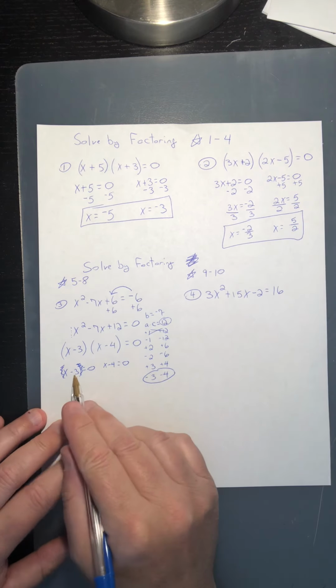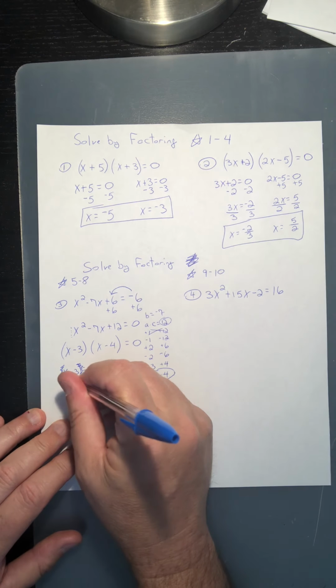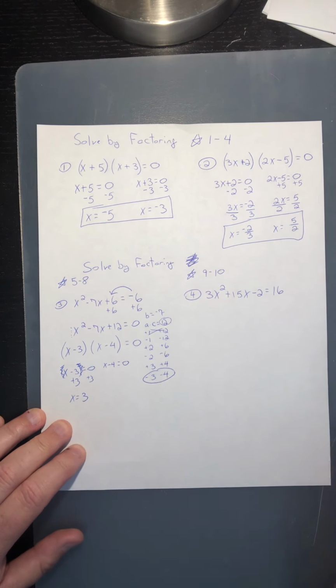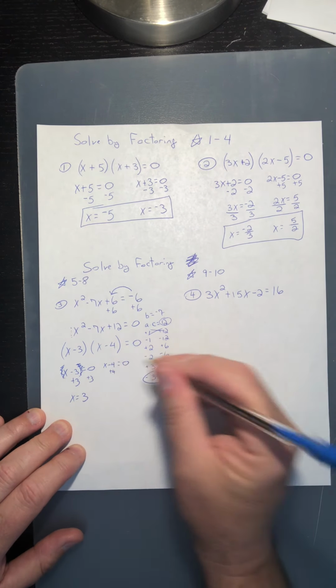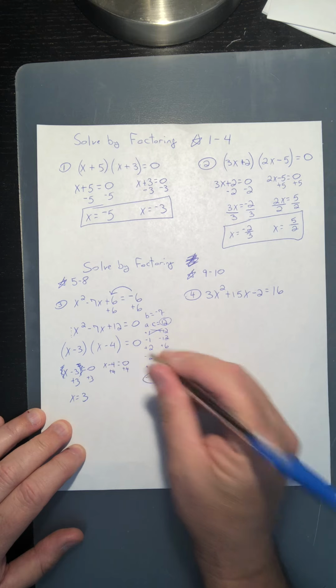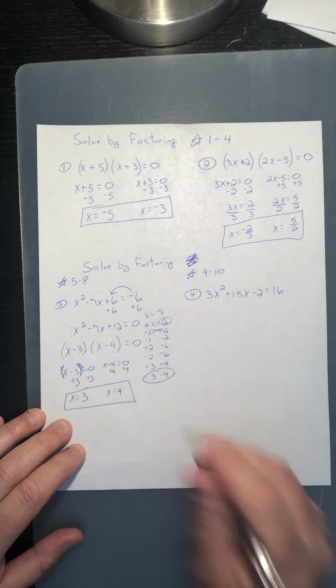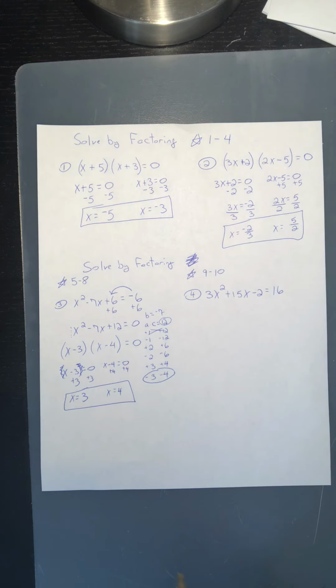So now to solve, I've got x minus 3 equals 0. I'm going to add 3 to both sides. That's going to give me x equals 3. I'm going to add 4 to both sides on this one because it's x minus 4. And that's going to give me x equals 4. And those are my answers. Okay, so again, that's going to help you with numbers 5 through 8 on the worksheet.